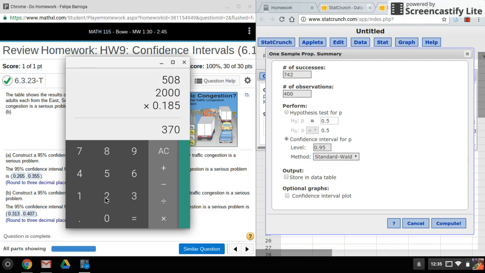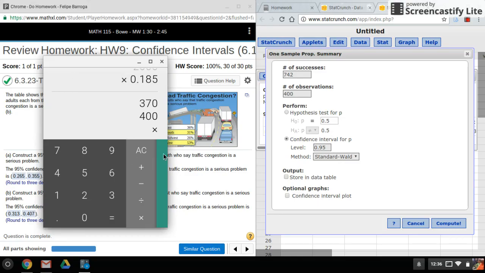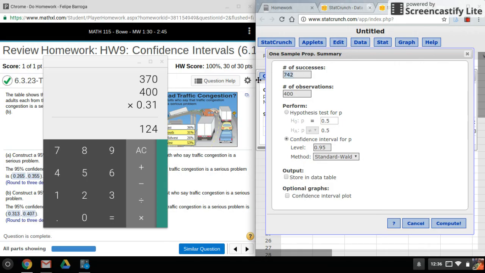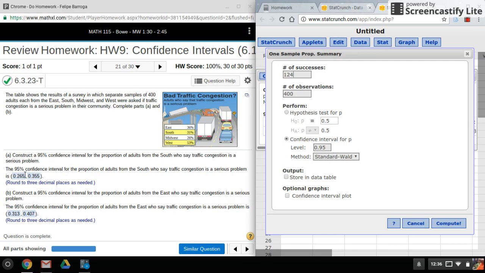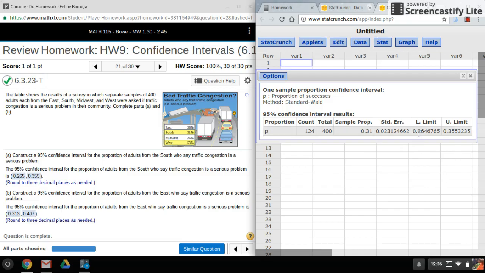All we'll do is n times p hat, and that is the number of successes. Again, double check the confidence interval box, 95%, change it to a decimal, and click on Compute. And again, there is the lower limit and the upper limit. And that's all there is to it.